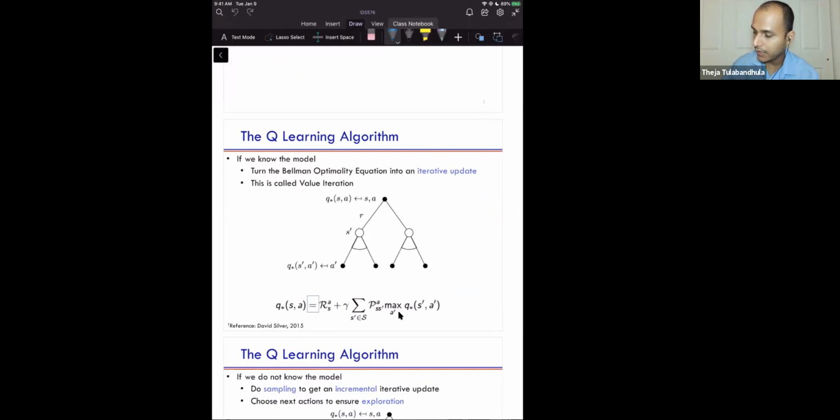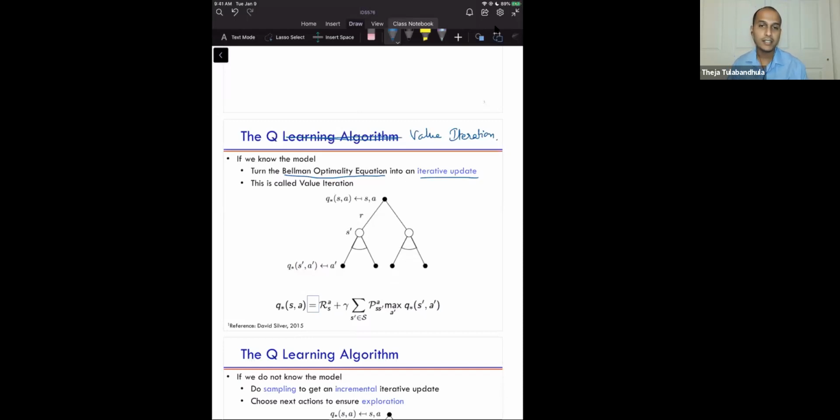So just to recap, what's Q learning? Before that, let me just cut this out and say Q value iteration. Because I'm going to show you, we'll start with basically a Bellman optimality equation and turn it into an iterative update.